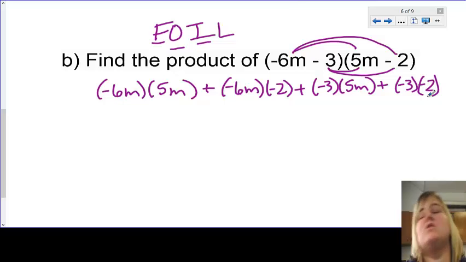Alright, so essentially what we're doing is we're taking this term to every term in the other set. Then we're taking this term to every term in the other set. Okay, it's not a difficult thing, we're just foiling, or we're just distributing basically.